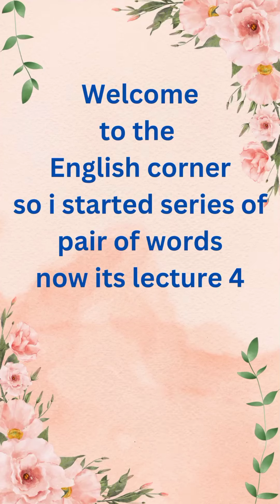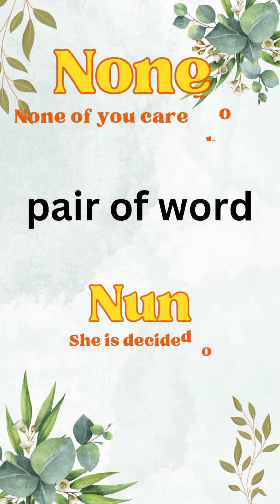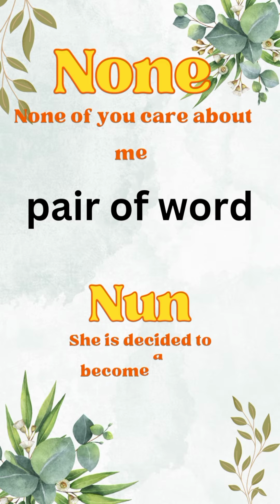So I started a series of pairs of words. The first pair of words is none and nun. None का मतलब होता है नहीं and second nun is a religious woman. None of you care about me. Nun, she has decided to become a nun. It's a very simple pair of words.